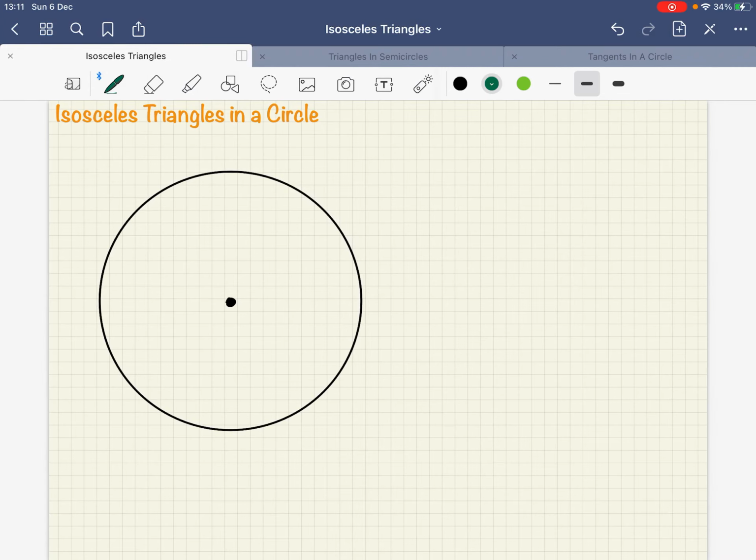All right, so we're on to the next topic. This is angles in a circle. And to start off with, we're going to see what happens when we form an isosceles triangle within a circle.